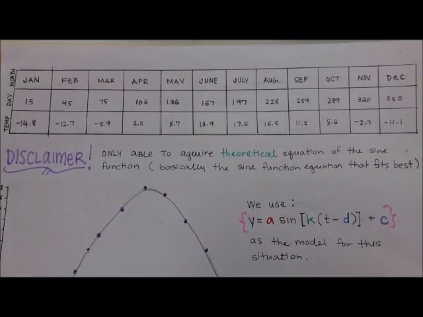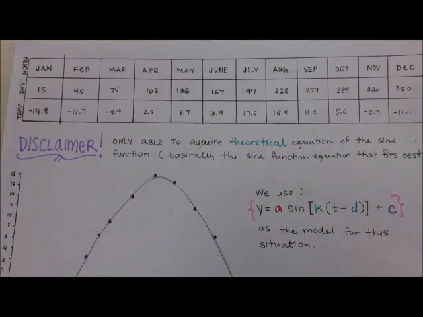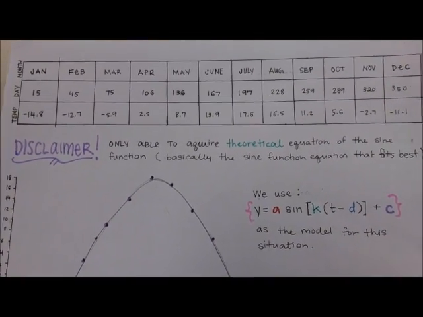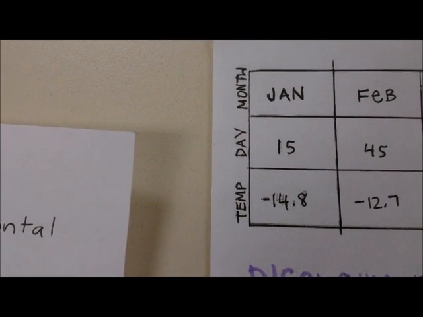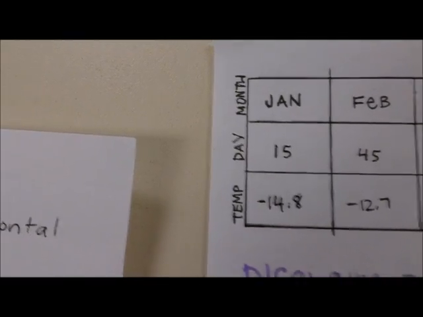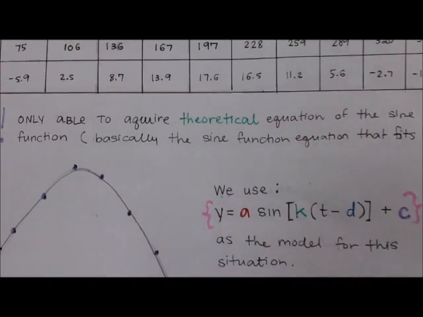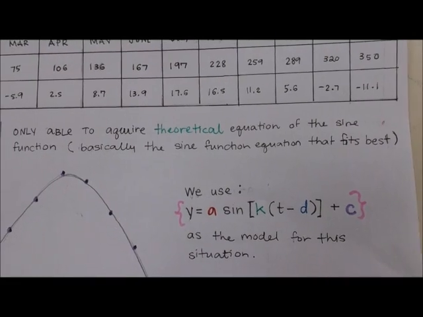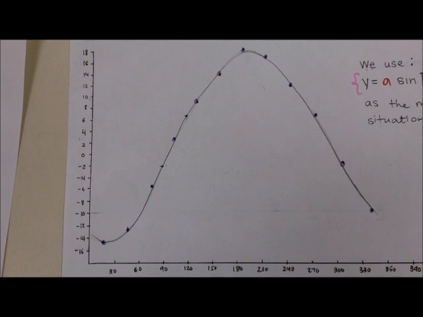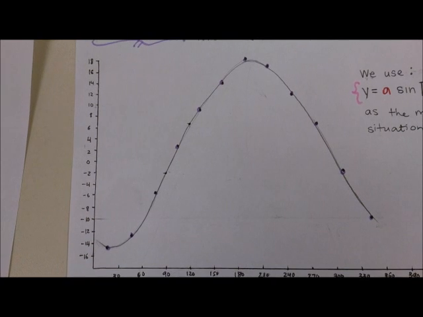We've rewritten the data given to us in our own tables for convenient purposes, and each month's average temperature is represented by the day in the middle of each month. So for example, January, a month comprised of 30 days, we represented it as day number 15. A disclaimer: we are only able to acquire the theoretical equation of the sine function, basically the sine function equation that fits best. So the first step is to take the data given and graph it. We've graphed it days on the x-axis versus temperature on the y-axis.